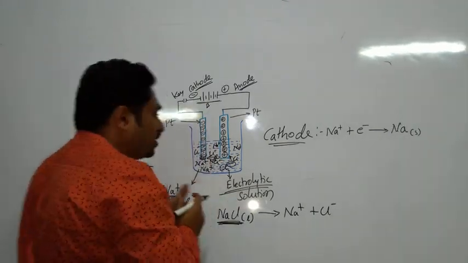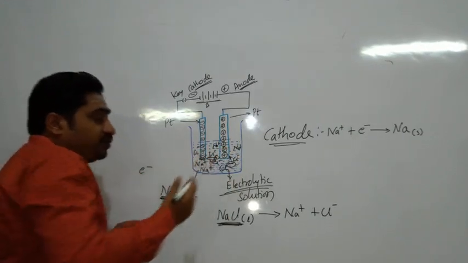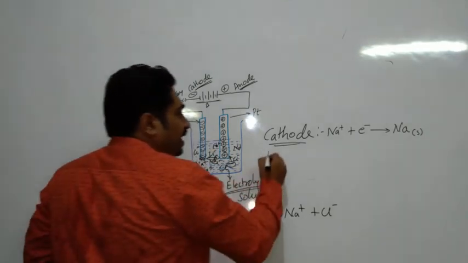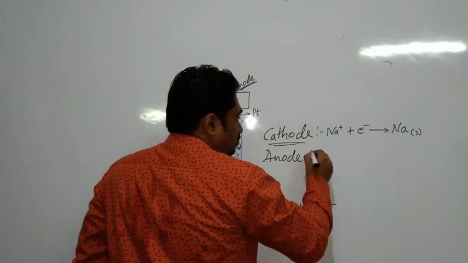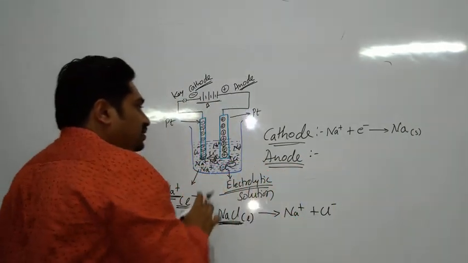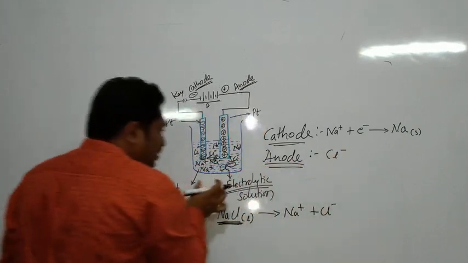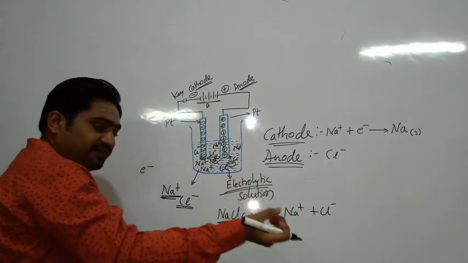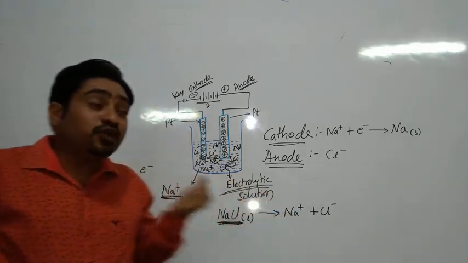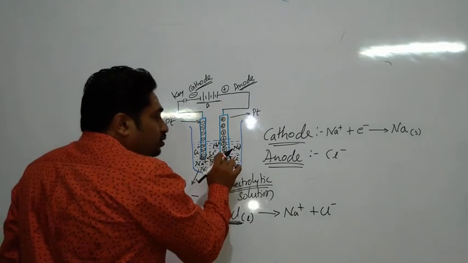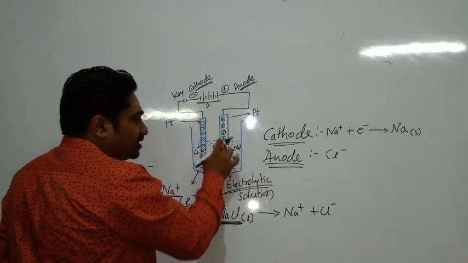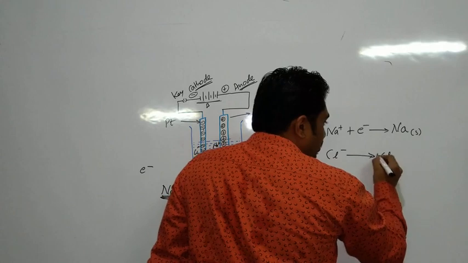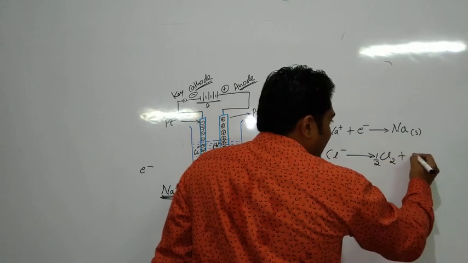Then what about anode? Here what happens? Towards the anode, which ions are moving? The negatively charged chloride ions are moving towards the anode. At the anode, what happens? Here Cl minus ion comes to the anode. As the anode is positively charged, it will snatch an electron from the chloride ion. So each chloride ion loses one electron at the surface of this anode. Cl minus ion loses one electron, means it is converted into chlorine gas.